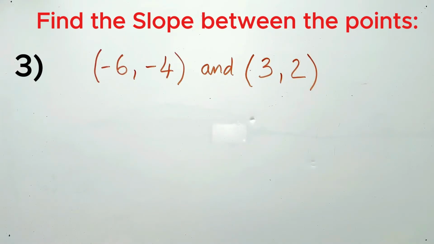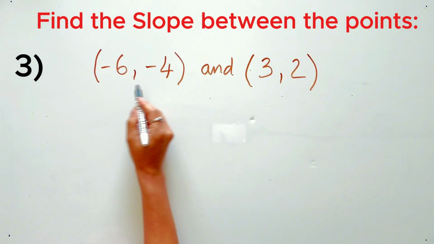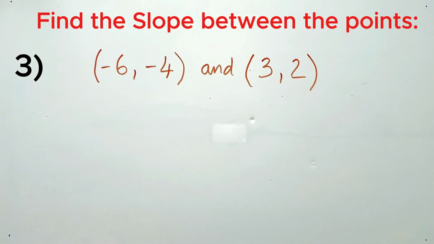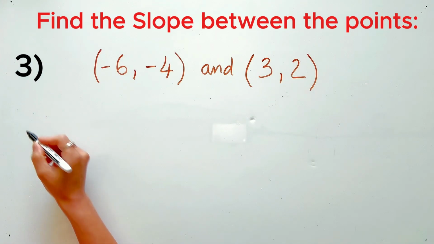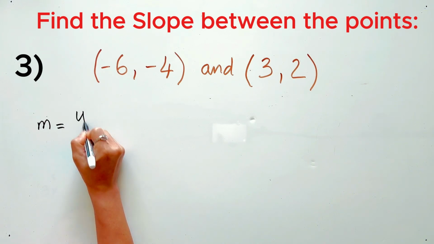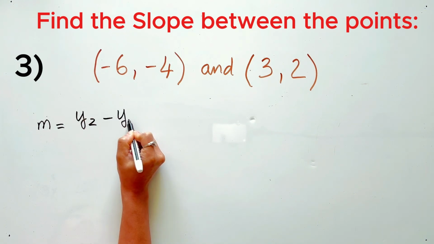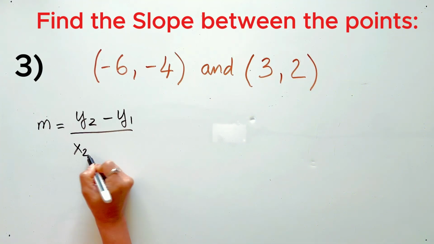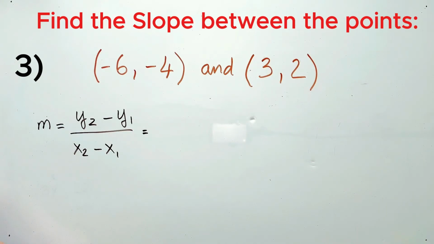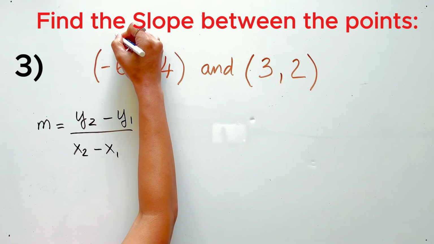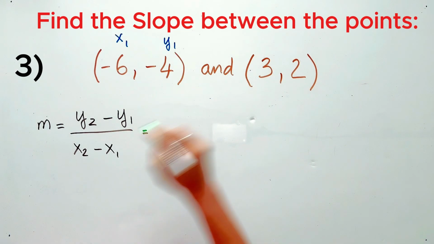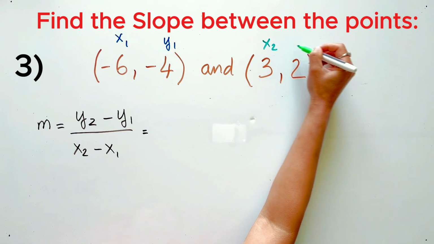Example 3, find the slope between the points (-6, -4) and (3, 2). Again, we will use the slope formula to solve for m. m equals y sub 2 minus y sub 1 over x sub 2 minus x sub 1. We will do the same thing here. We will label x sub 1, y sub 1, x sub 2, y sub 2.